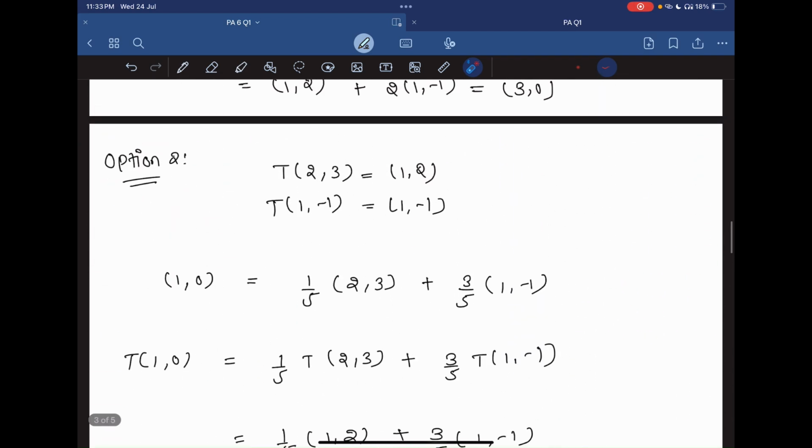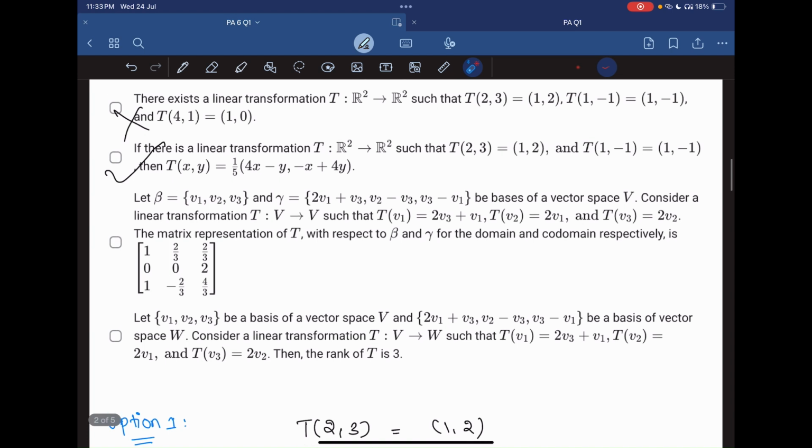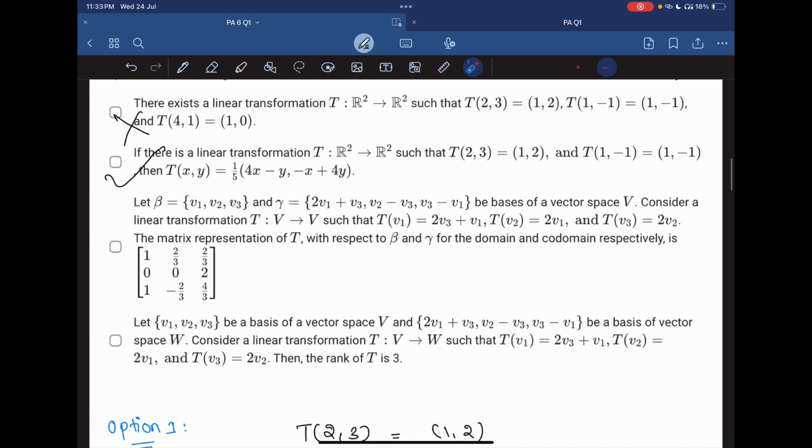So this is our matrix representation for the linear transformation. Let's check if this is the same matrix. So 1, 0, 1, 2 by 3. So yeah, it's the same matrix. So hence third option is correct.